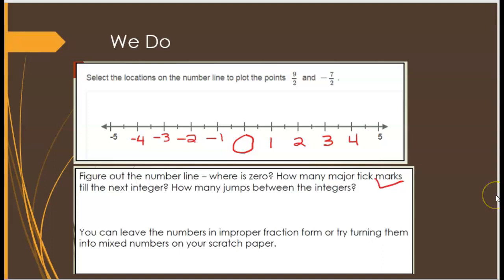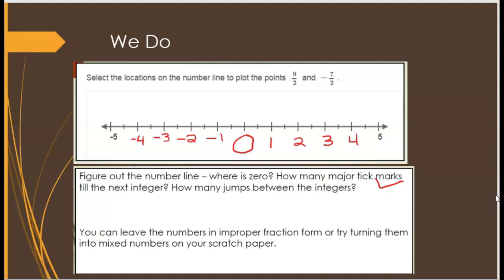Now we have to figure out where we're going to put these, where we're going to graph these. So you can leave these as improper fractions. You see that the numerator is bigger than the denominator? That means it's an improper fraction. We like to get mad at those, don't we? But we don't have to be mad at them today.